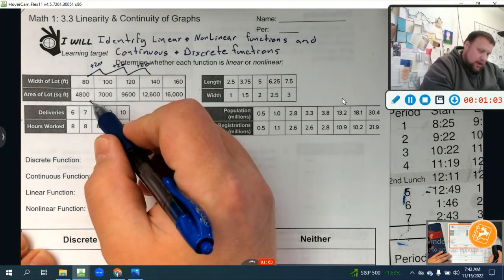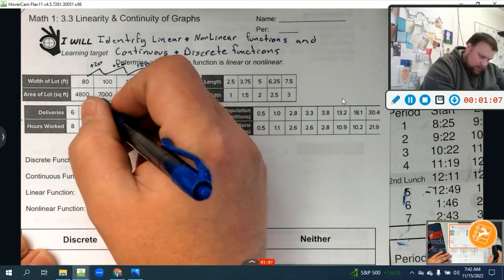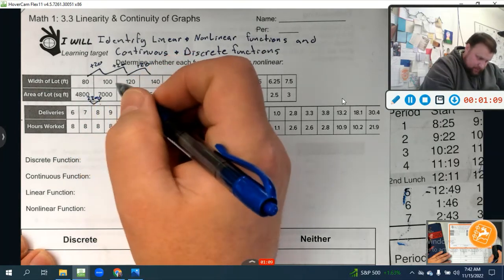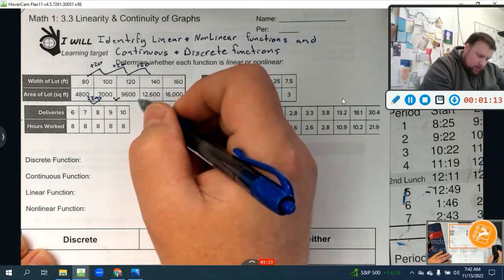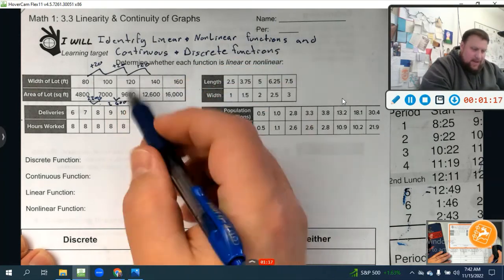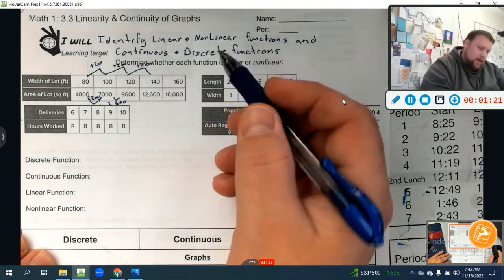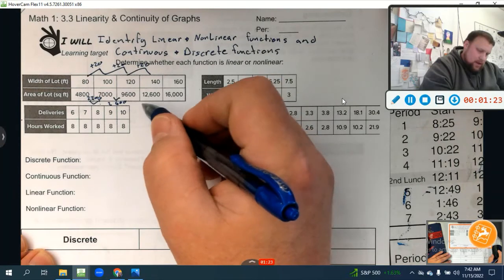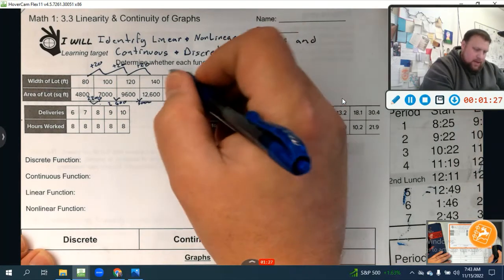Down here, let's look at it. What does it grow by here? It grows by, what is that, 2,200? And then right here, what does it grow by? It grows by 2,600. Okay, is that growing at the same rate? Remember, to be linear, it has to grow at the same rate. So, no, this isn't. And then right here, we see it grows by 3,000. So, no, this is not linear.